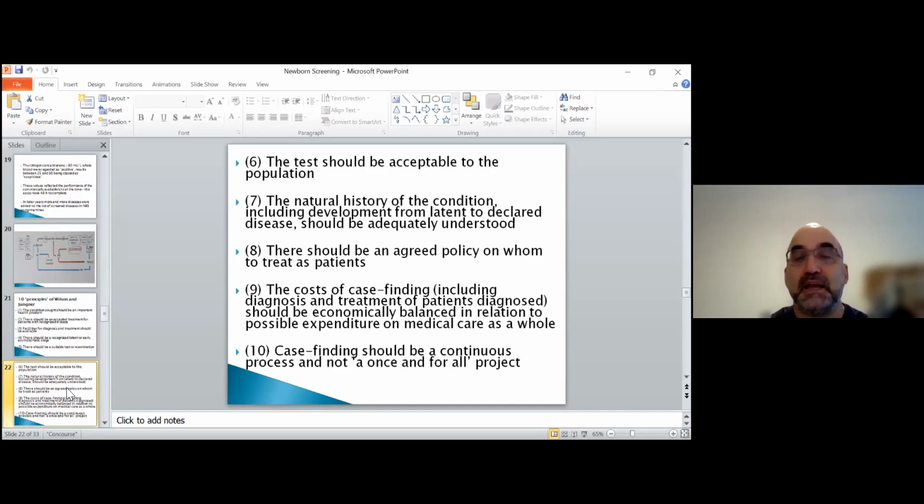So it should be as less invasive as possible and should be acceptable for the population, for the mothers, for the fathers. They want the babies to be tested, but they want them to be safe as well under the investigations. That is a very important population aspect. The natural history should also be known. If you make a diagnosis and you don't know what happens to the disease after the diagnosis, because it's so rare that nobody has gone to adulthood, there is no value in doing the population screening test. We should agree on a policy for how to treat the patient.